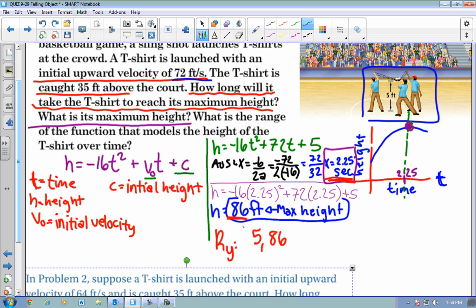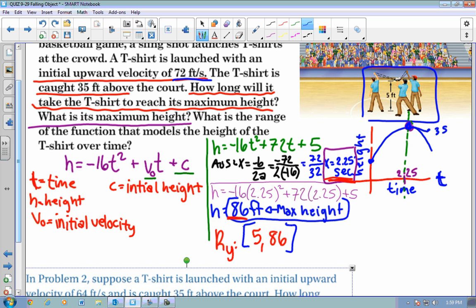Is there an actual point at the 5? Yes, so there's a point there. If we're actually going to meet that point, bracket. And are we actually going to meet 86? Bracket. My picture's not drawn very well.